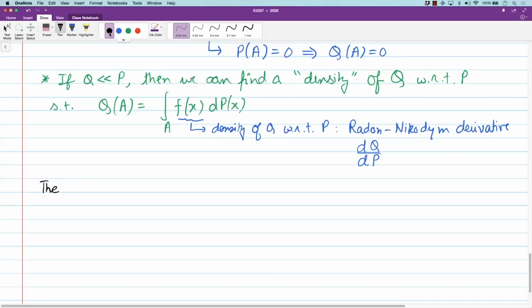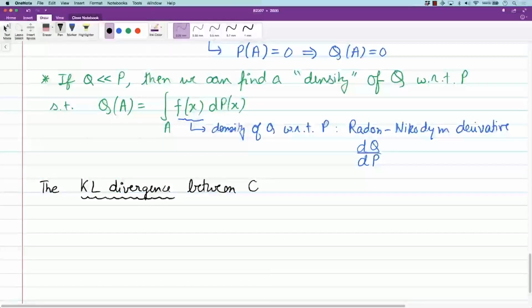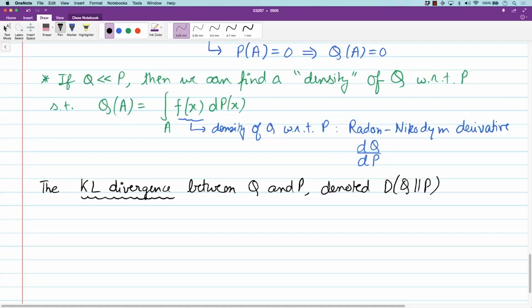The KL divergence. KL is short for Kullback-Leibler. Between Q and P, denoted D(Q||P). It is asymmetric in Q and P, so we start with Q and this base measure P is kept here. Okay, P is the bigger measure here and Q has a density with respect to P.